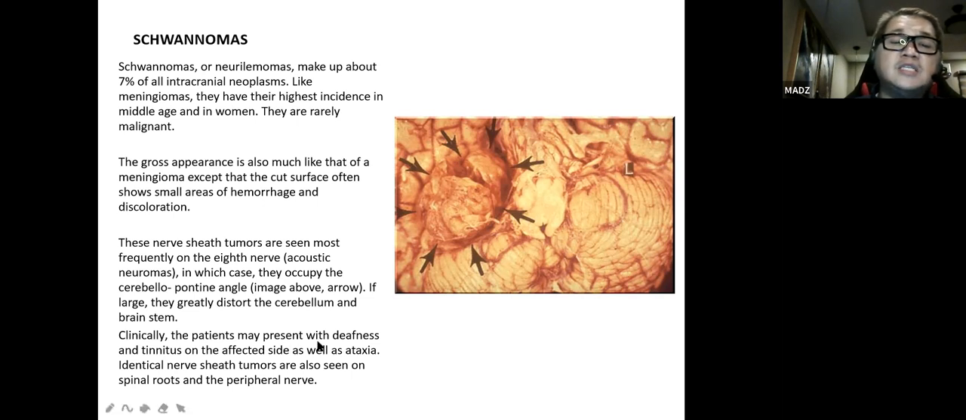So clinically, patients may present with deafness and tinnitus on the affected side, as well as ataxia if it's great enough to compress the cerebellum. Identical nerve sheath tumors are also seen in the spinal roots and in the peripheral nerves.